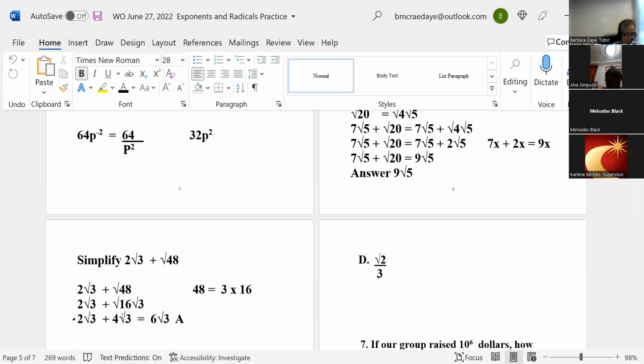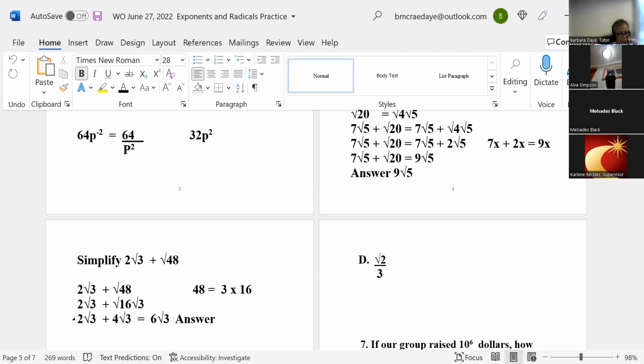So 6 times square root of 3. That's the answer. Question? How do you work back to 48? What was the question, Mercedes? How do you work back to 48? Let me look at it. 6 times 3. 6 times 8 is 48.